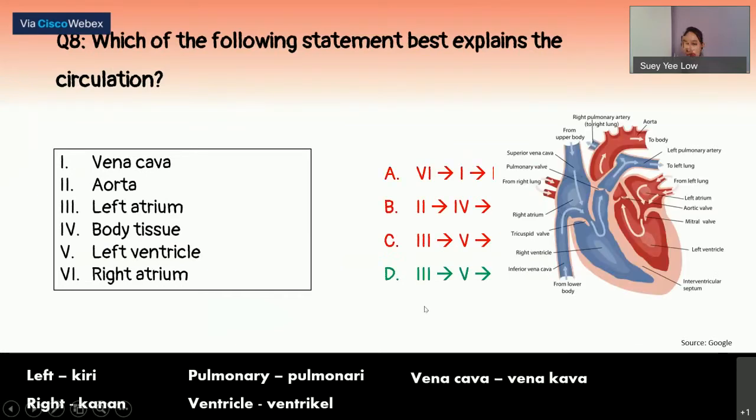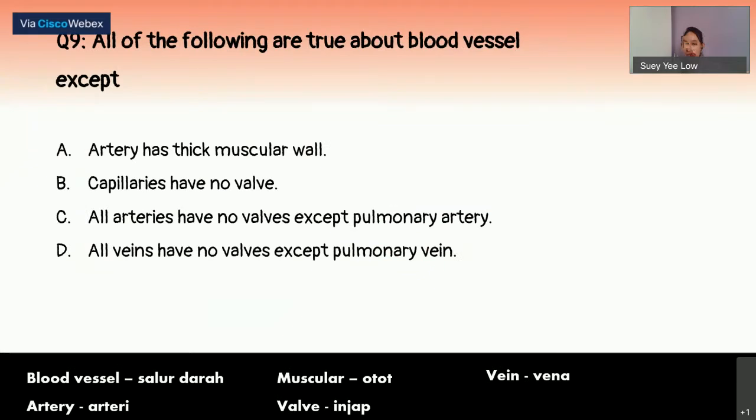So shall we continue to question 9? So as you can see here, question 9. All of the following are true about blood vessels, except: A, arteries have thick muscular walls. B, capillaries have no wall. C, all arteries have no wall except pulmonary artery. And D, all veins have no wall except pulmonary veins.